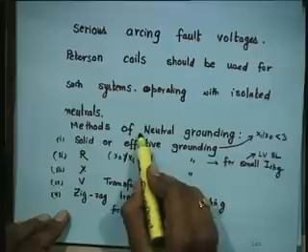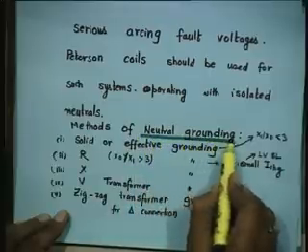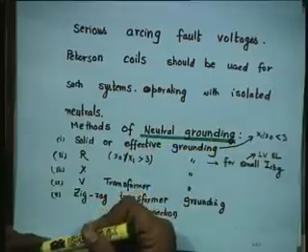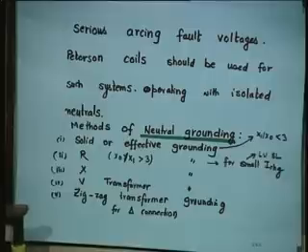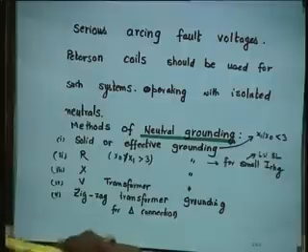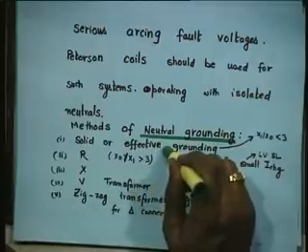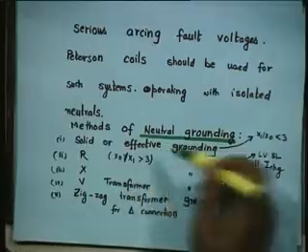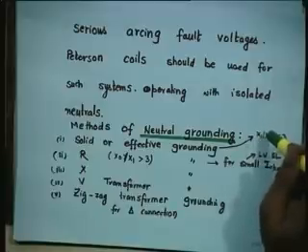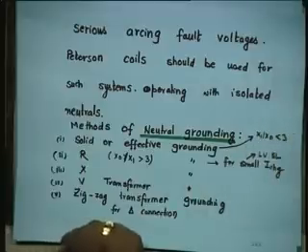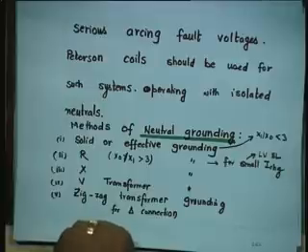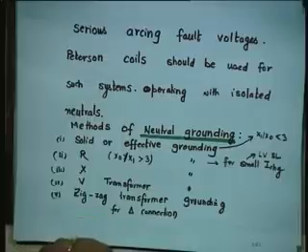What are the 5 different methods for neutral grounding? There are 5 methods. Anyone? Solid or effective grounding, from where we started this story. This is okay, or it is effective, if X1 by X0 is less than 3. What is X1? Positive sequence reactance. What is X0? Zero sequence reactance.